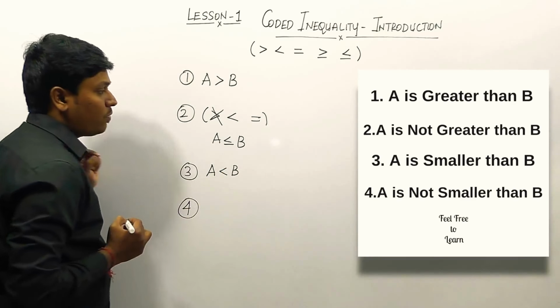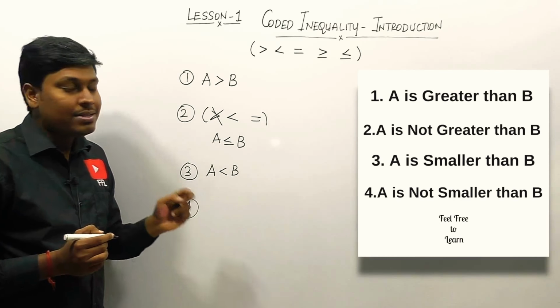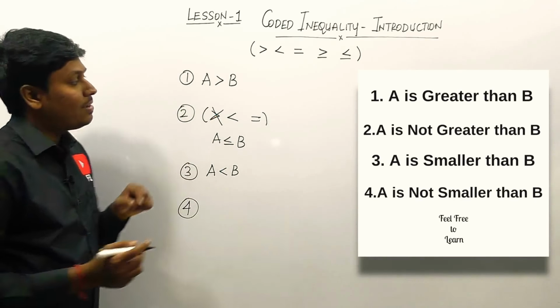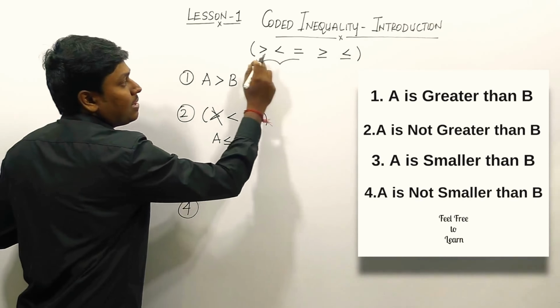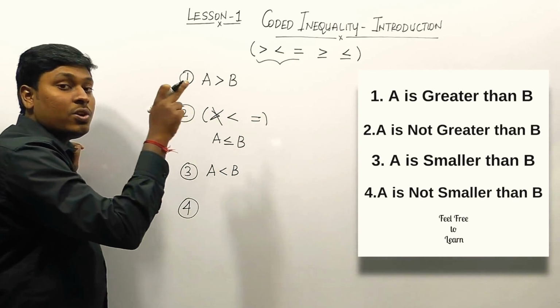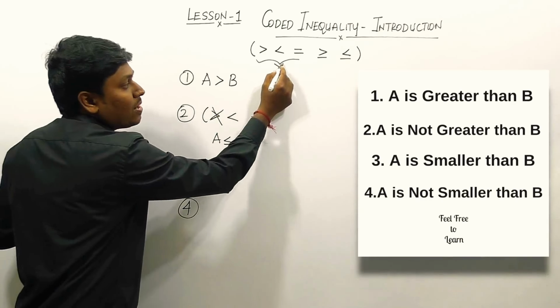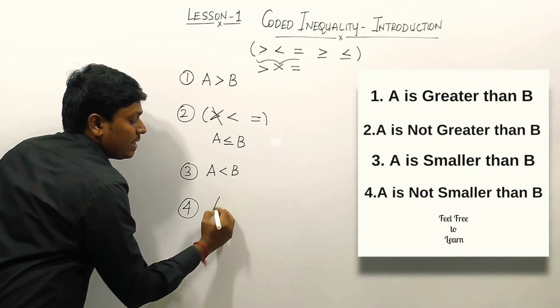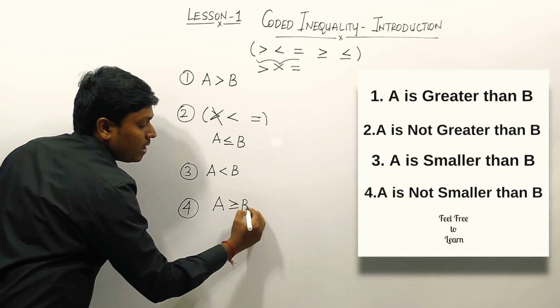Condition number 4 is A is not lesser than B. We already know that we have 3 symbols: greater than, less than, and equal to. Here the condition says A is not less than B, so it is not less than. The remaining 2 symbols are greater than and equal to. So finally we can say the answer is A greater than or equal to B.